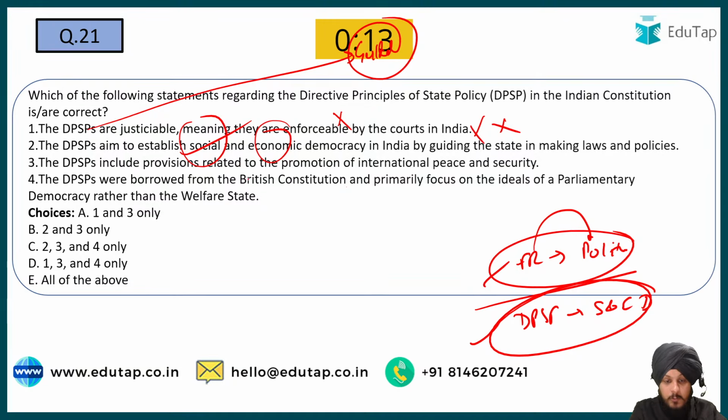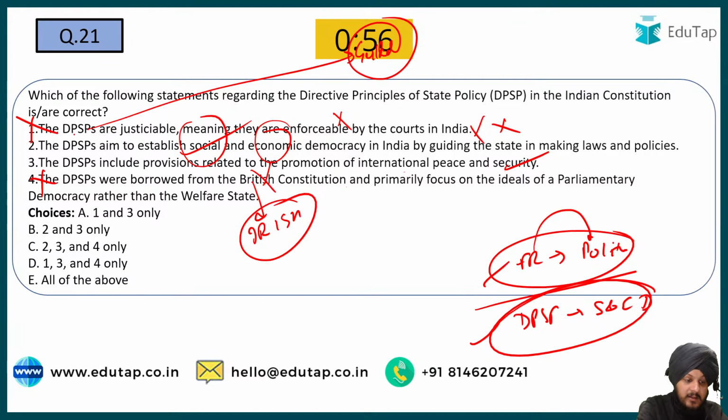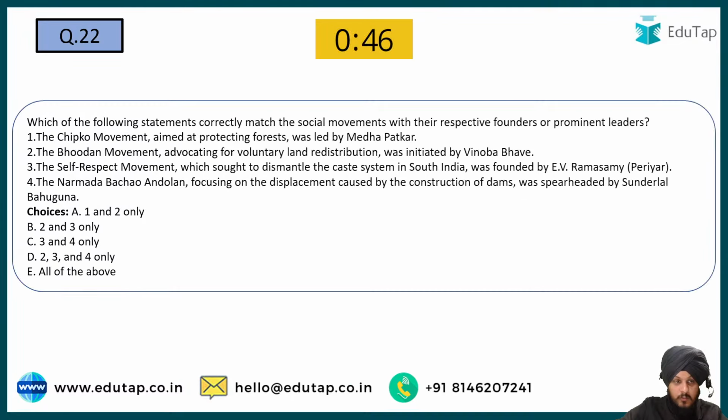Then DPSP include provisions related to promotion of international peace and security. हाँ, DPSP में एक ऐसा एक principle है जो international peace and security की बात करता है. Then it says DPSPs have been borrowed from the British Constitution. No, they have not been borrowed from the British Constitution. They have been borrowed from the Irish Constitution, right? तो ये भी गलत है और ये भी गलत है. तो B is going to be the correct answer, right? And many of you have given the correct answer only. ठीक है. Question number 22.